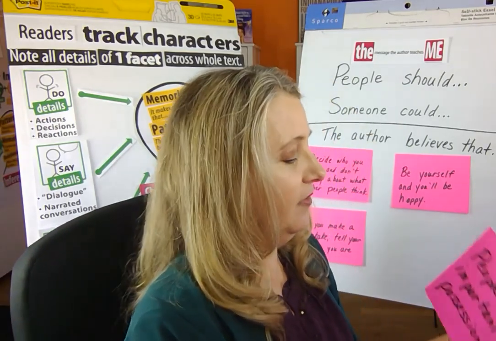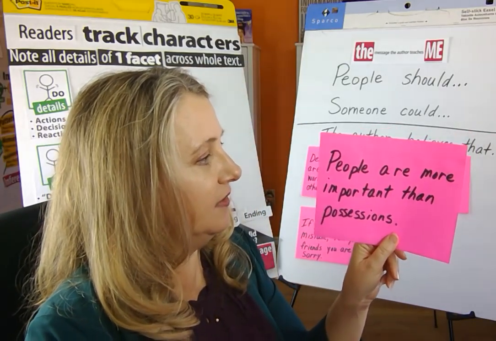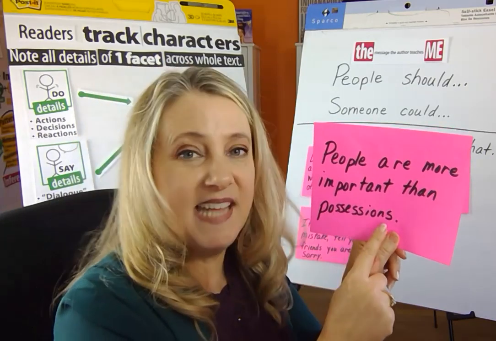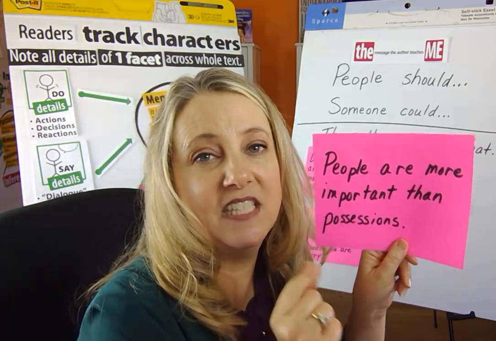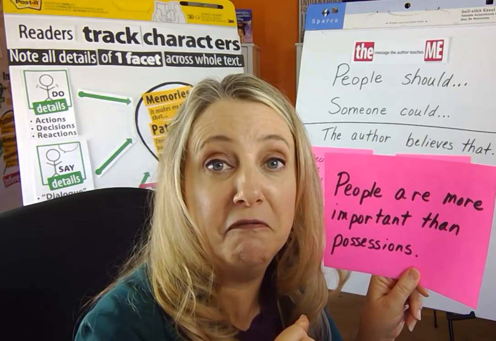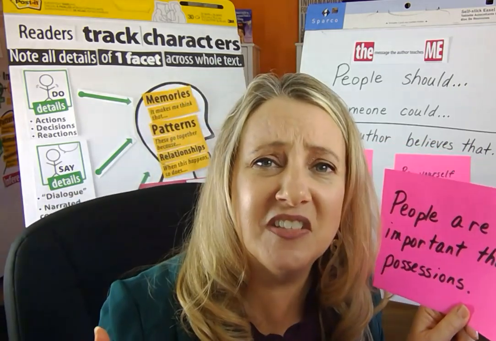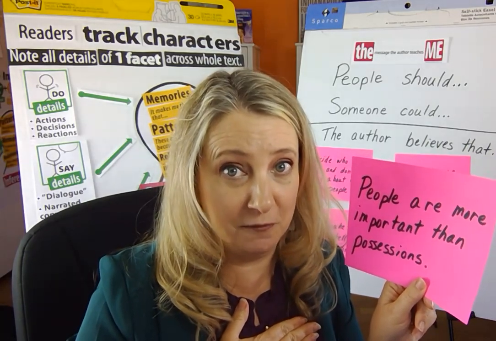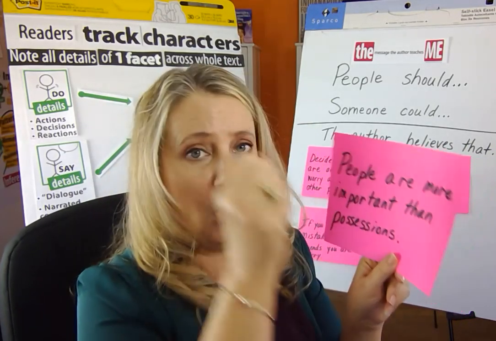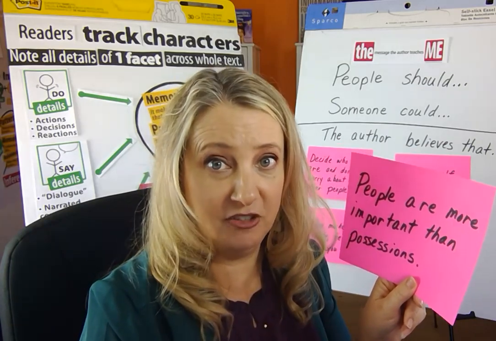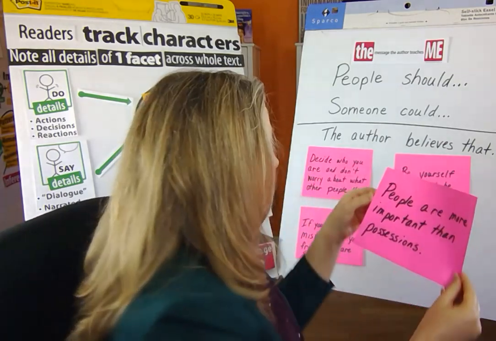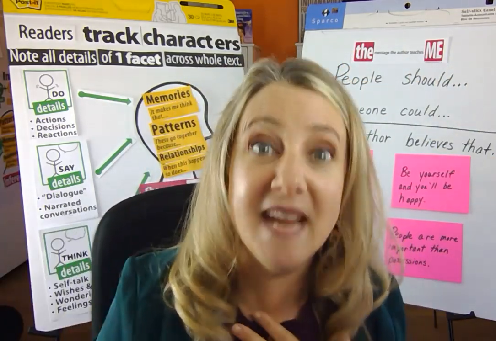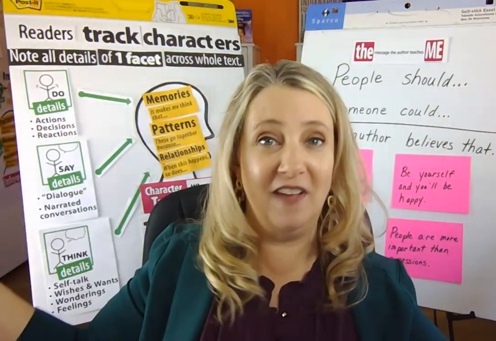And the other thing that maybe people will learn is that people are more important than possessions. And possessions, that's a really fancy word for stuff, right? He was all worried about stuff. Instead, he wasn't thinking about how he was treating his friend. And people are more important than possessions. That would be an example of a theme that the author is teaching me and you and all of us.